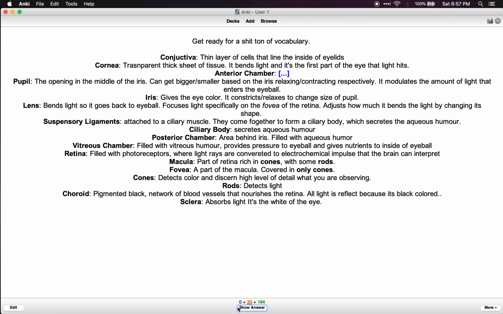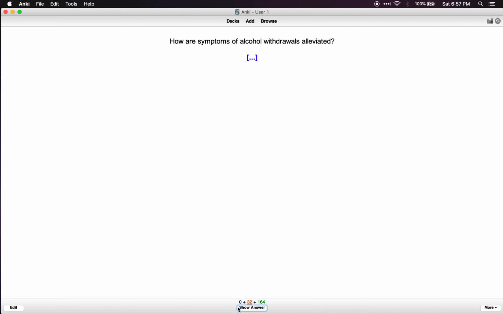The anterior chamber provides pressure to the eyeball, contains the aqueous humor, and provides nutrients to the cornea and iris. Alcohol withdrawal can be alleviated through the use of benzodiazepines. Semantic memories will improve until around age 60, and emotional intelligence and IQ also increase.